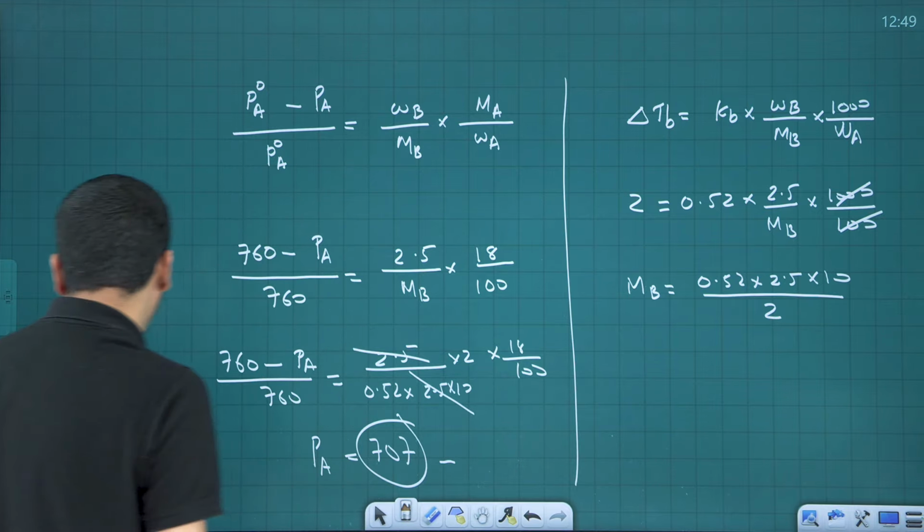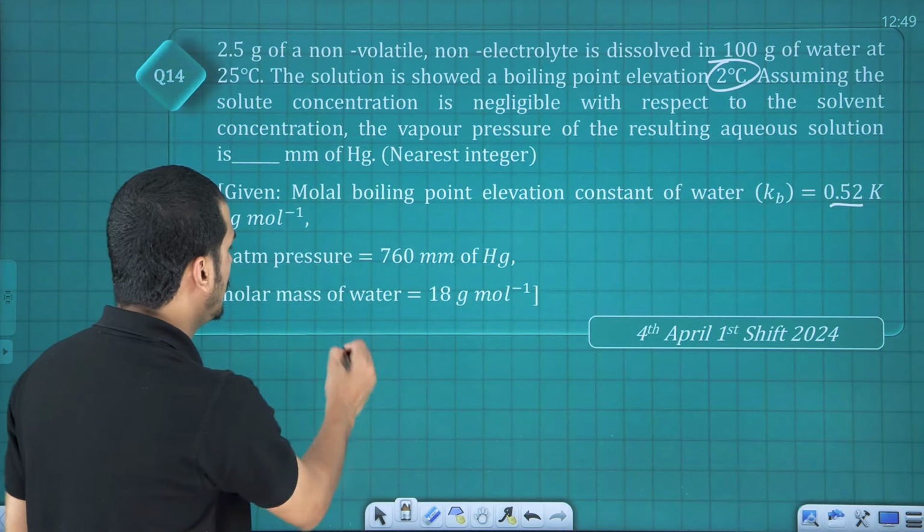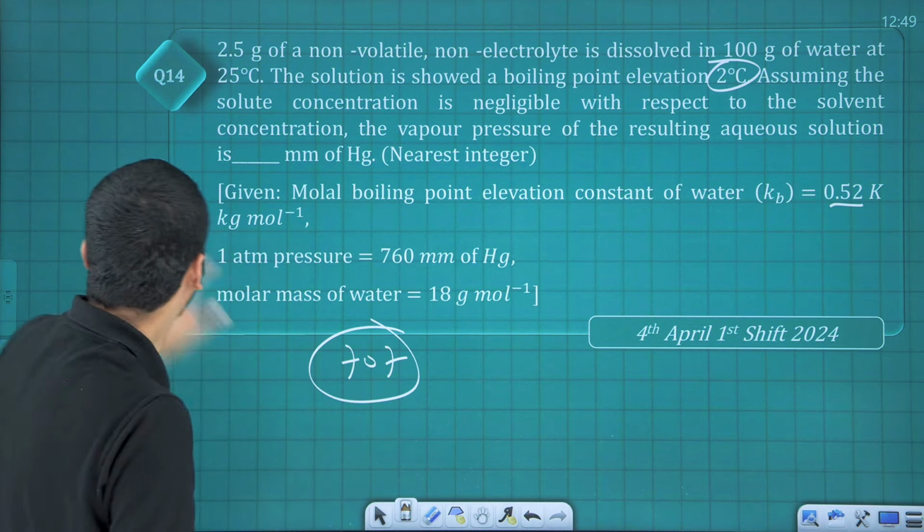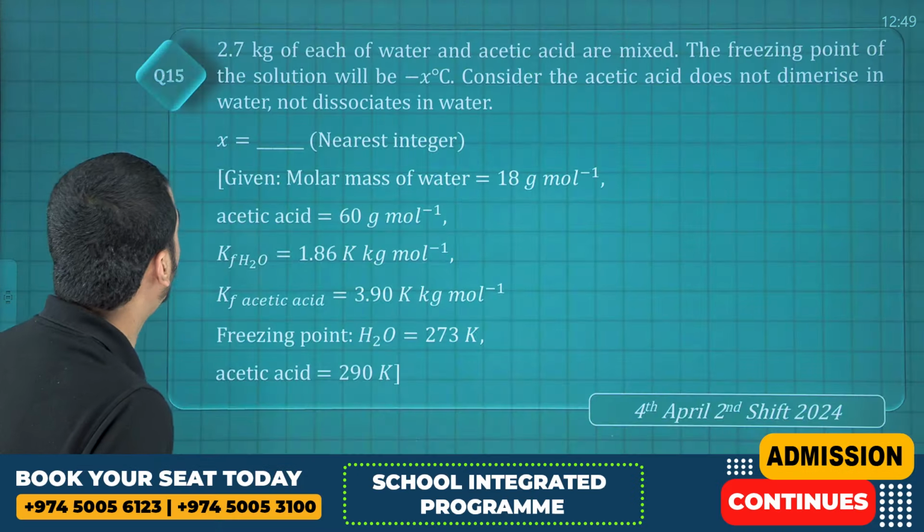So you can easily solve it. So our answer is what? 707. Clear, dears? Okay, ready? So next, question number 15.